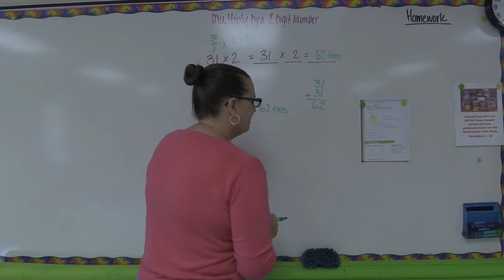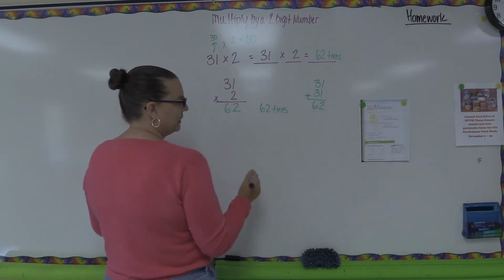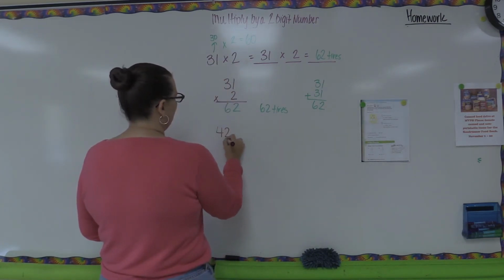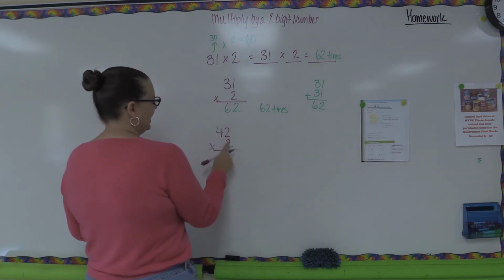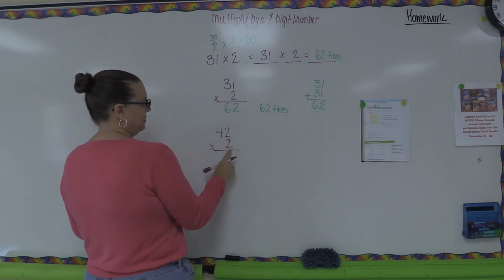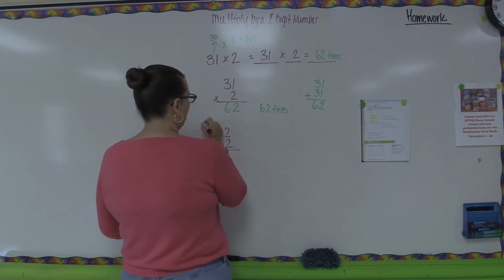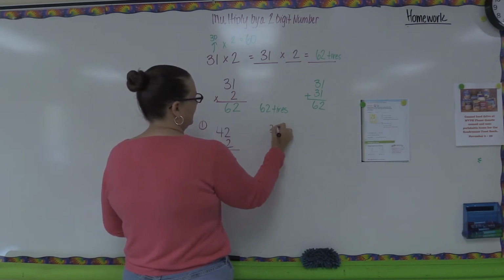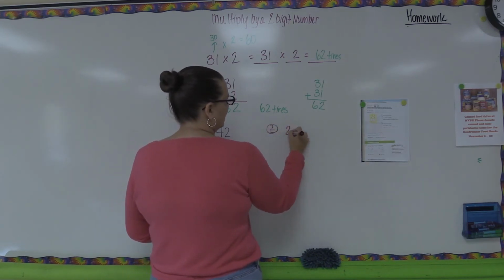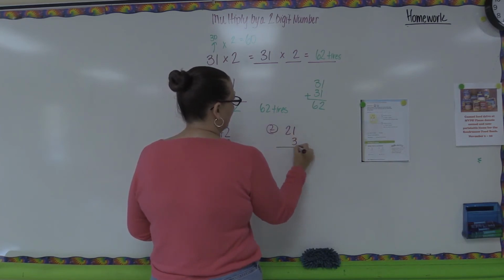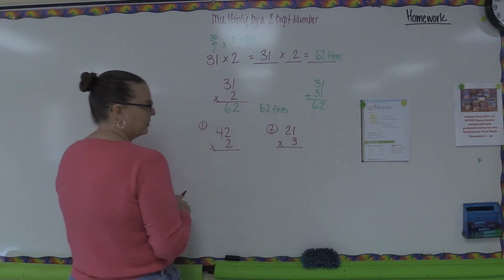Let's go down to the bottom and we're going to do a couple more problems. We have 42 times 2. Again, make sure that you're lining up your ones column here. And the second problem down there, that was number 1, and this is number 2. The second one is 21 times 3. And let's go ahead and go through these problems.